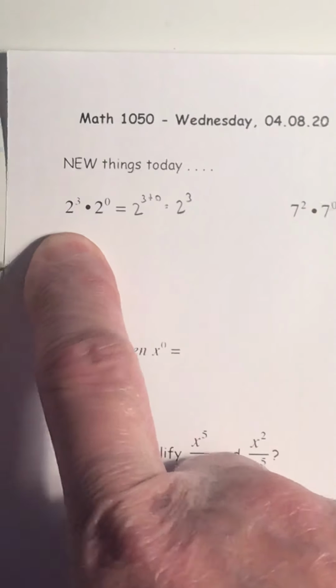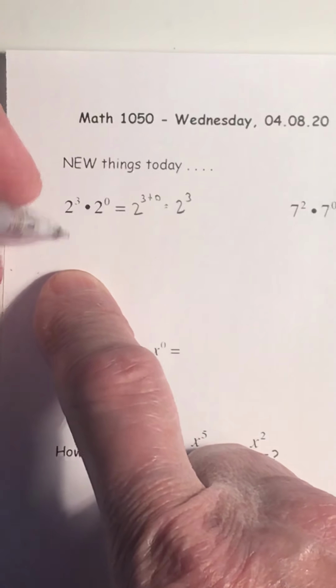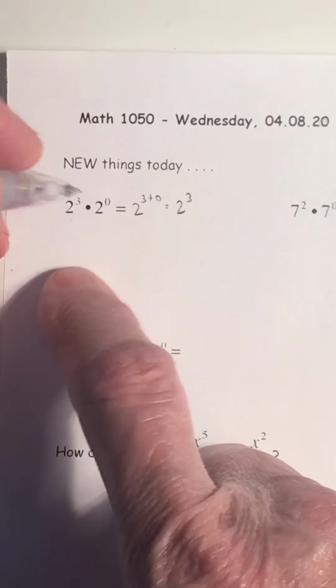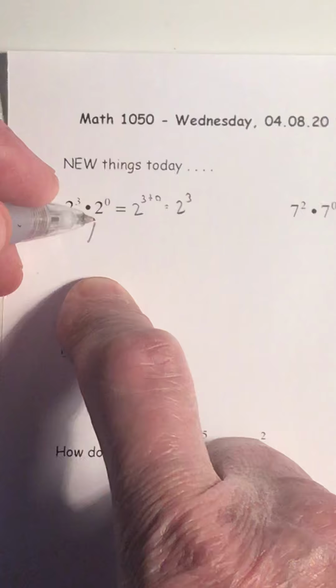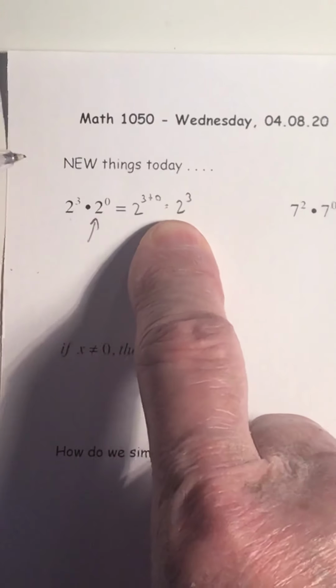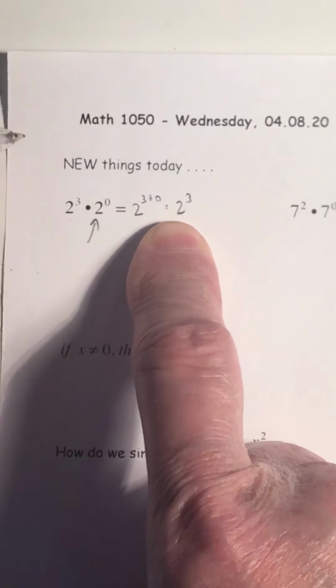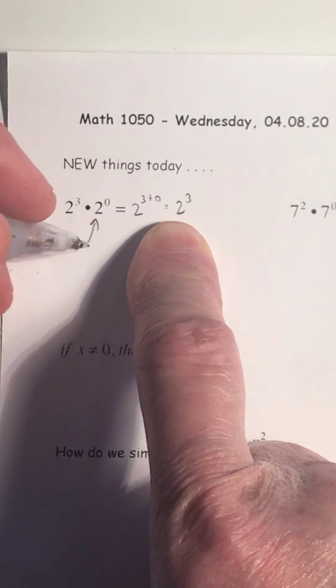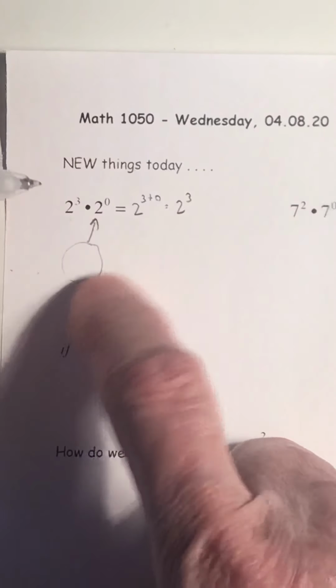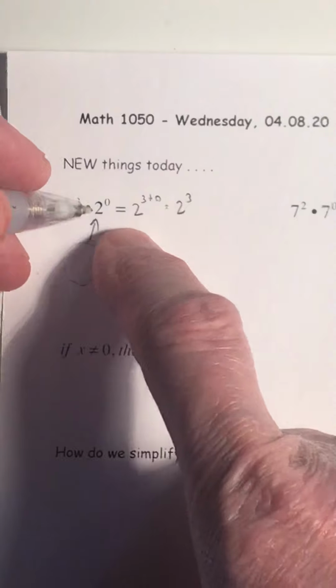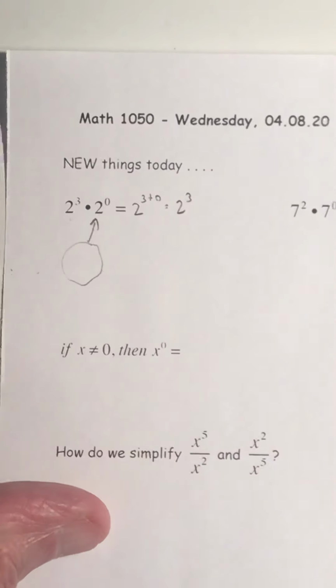Let's go back here for a minute. We started with 2 to the third. We multiplied it by this, and we got the answer 2 to the third. We'll leave this blank here. We're going to figure out what that 2 to the 0 has to be.